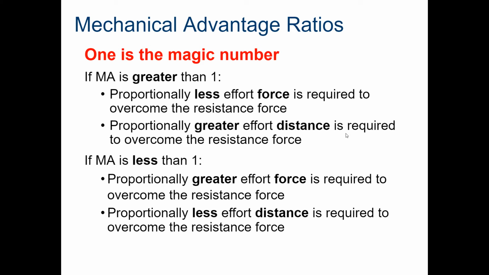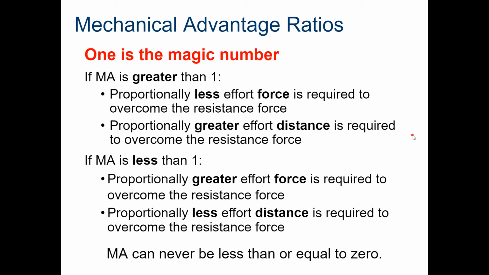On the other hand, if the mechanical advantage is less than 1, it's going to require a greater force to overcome the resistance, but it'll require less effort distance to overcome the resistance force. Now, there are some examples where we do want a mechanical advantage less than 1, and we'll talk about that. But most of the time, you're going to want an MA greater than 1. And the last point there, your mechanical advantage can never be negative or 0.